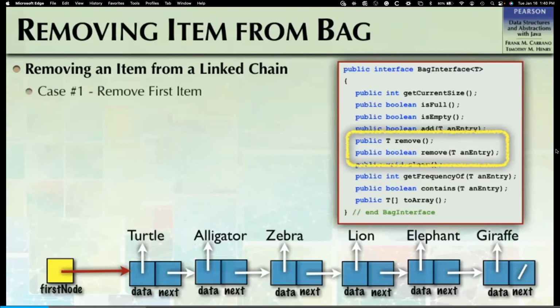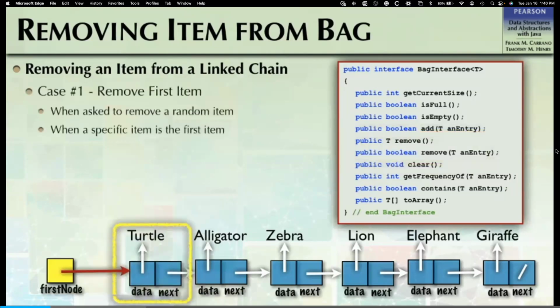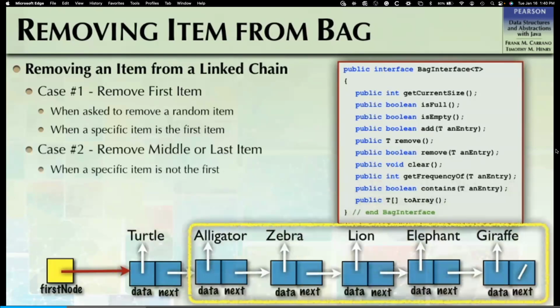When removing items from a linked chain, there are two cases we need to examine. Case one is when we must remove the first item from the linked chain. This is the simplest case, and so we will use it when we're asked to remove a random item. We must also remove the first item if we're asked to remove a specific item and it's the first item in the chain. The second case is when we're asked to remove a specific item and it's not the first item in the linked chain.